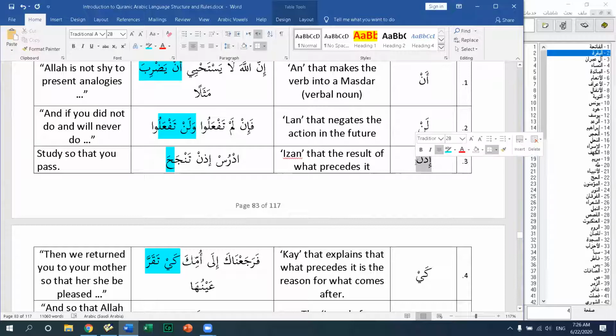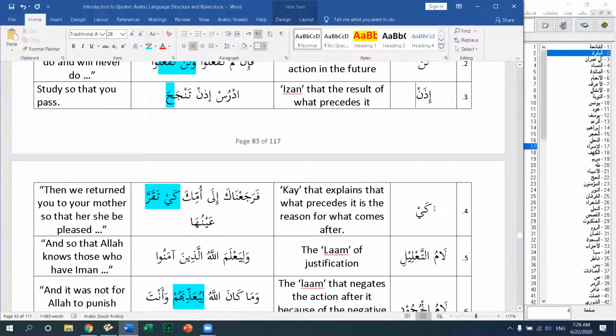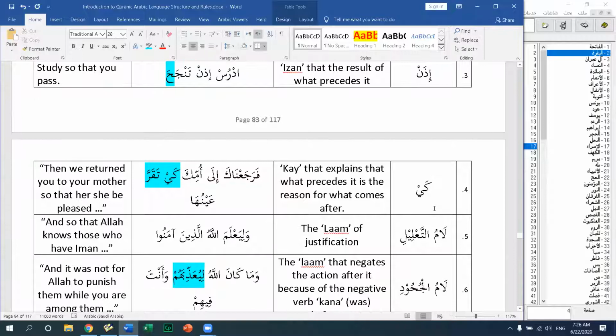But I don't know, I can't find an example in Quran. There probably is one, but I couldn't see one. Kai. Kai also makes the present tense verb mansub. Kai explains that what precedes it is the reason for what comes after. So kai is kind of like a conjunction saying that something happened, and the reason is what preceded it.